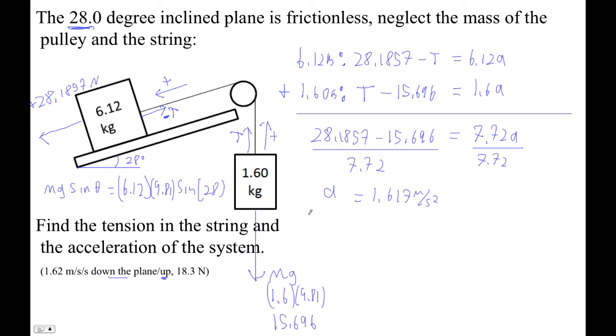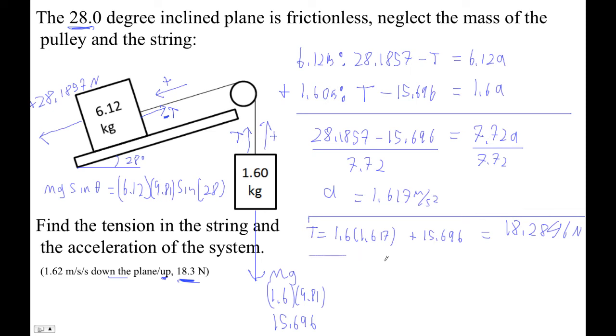And now we want to figure out what the tension is. My favorite one for tension would be this guy here, where tension's already positive. So that means our tension is equal to 1.6a. So our a is 1.617, plus 15.696. That guy times 1.6, plus 15.696. And that is 18.2846. So that's this answer here, right?